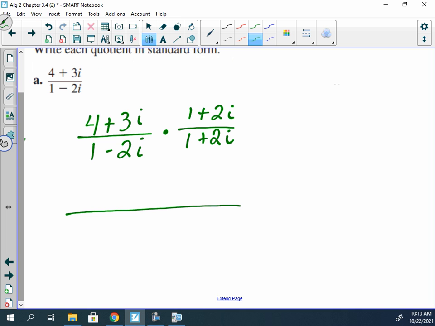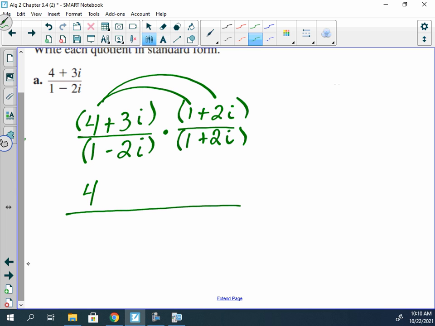Now at this point here, we would multiply these together. So in the numerator, we would have 4 times 1, which is 4. 4 times 2i is plus 8i. 3i times 1 is plus 3i, and 3i times 2i is 6i squared. Well, the i squared is really just going to change that from plus to minus.